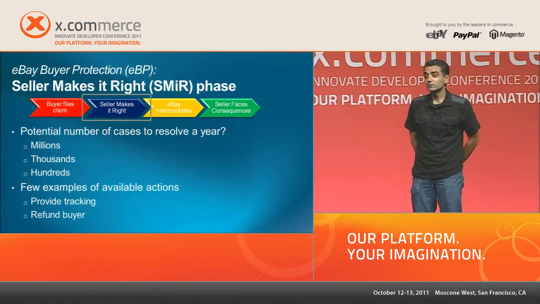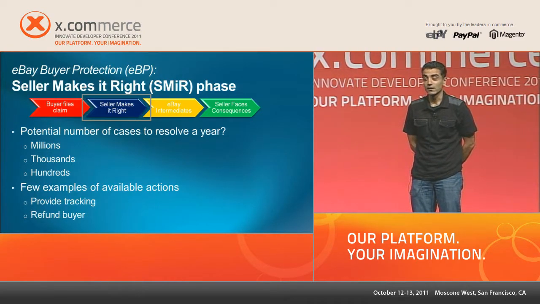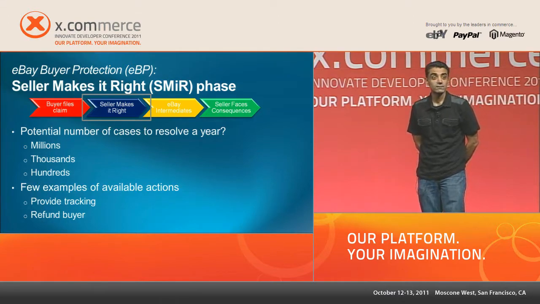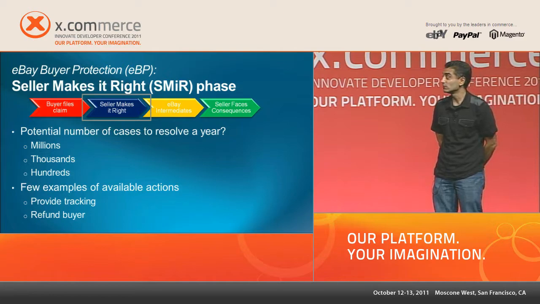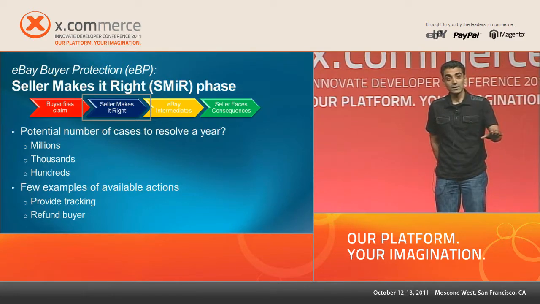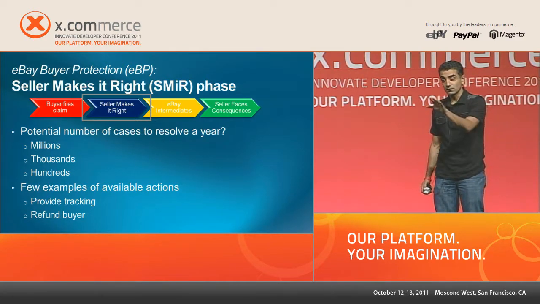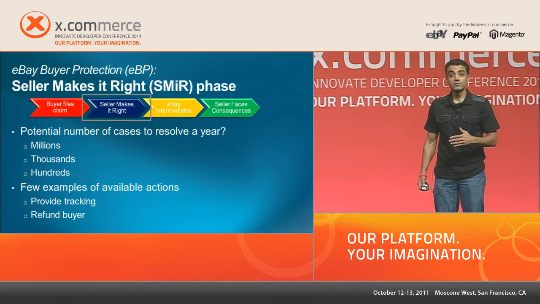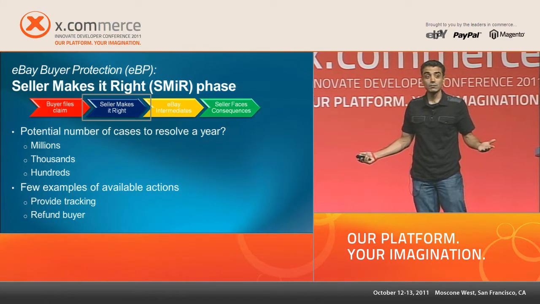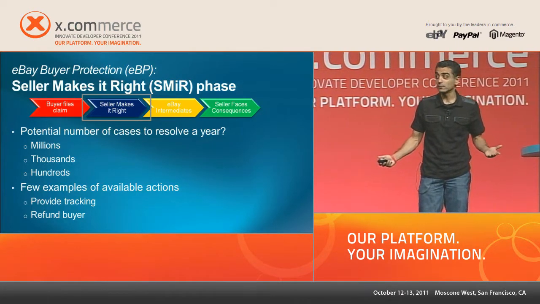And here are a few types of actions that we're going to walk through in the examples. One of them is if the buyer filed an item not received claim. One of the easiest things a seller can do is provide tracking. Now, this tracking information is not just for justification to eBay, but more importantly, it's for the buyer, so the buyer knows what's happening with their item, and when to expect it.